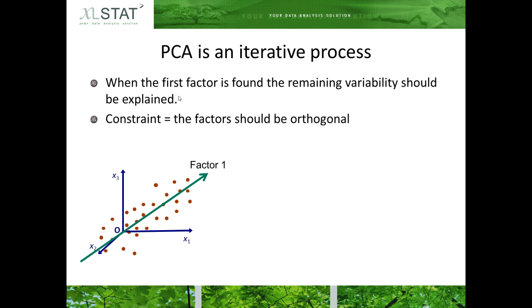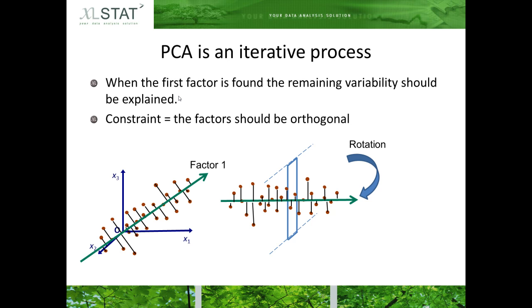But PCA is an iterative process, so we don't just need one factor, we may need more. So when we have one factor, we are going to look for another one that will explain the variability that is remaining. There is one constraint. We need to have factors that are orthogonal. So here we have a factor 1, and we can project all the samples on that factor, and then we can rotate the axis. So we rotate it, and we will find a plane that is orthogonal, and what we see in that plane is the remaining variability that was not explained.